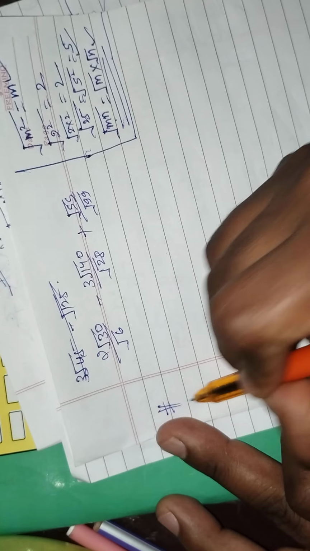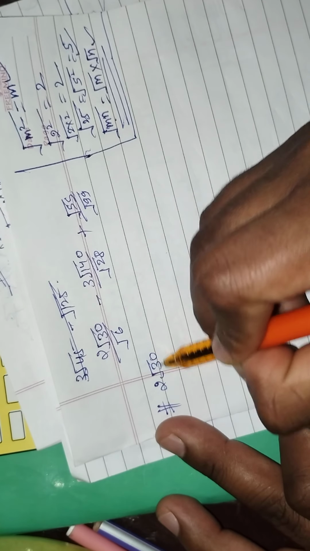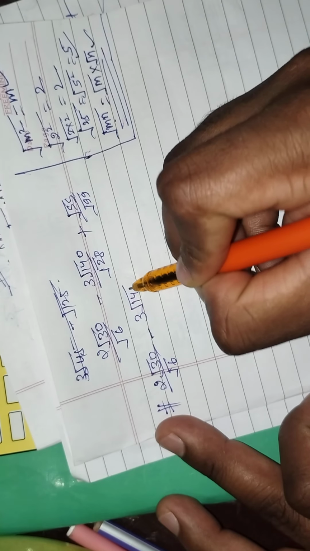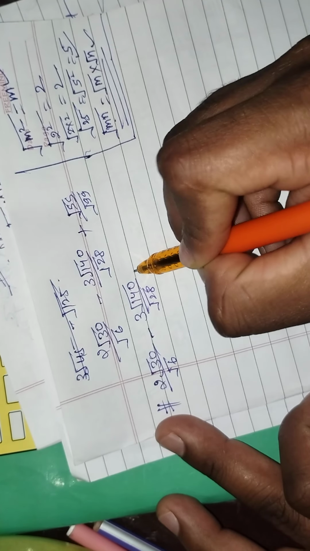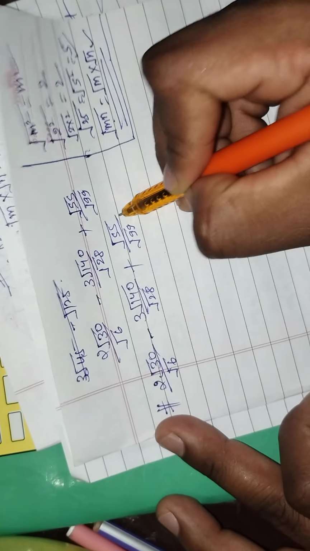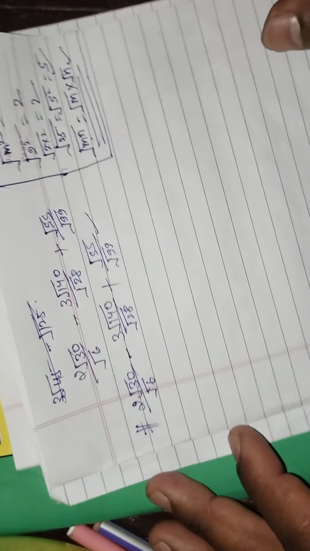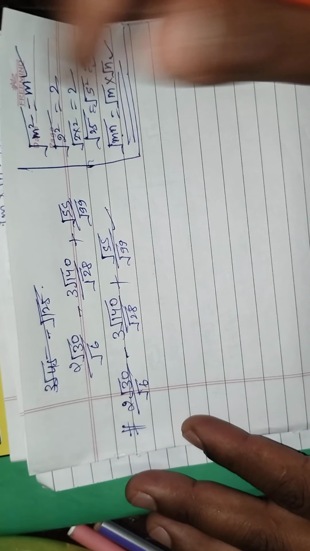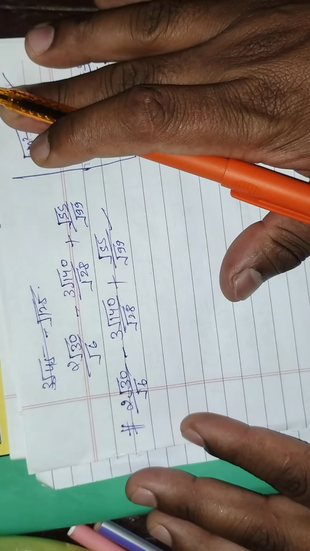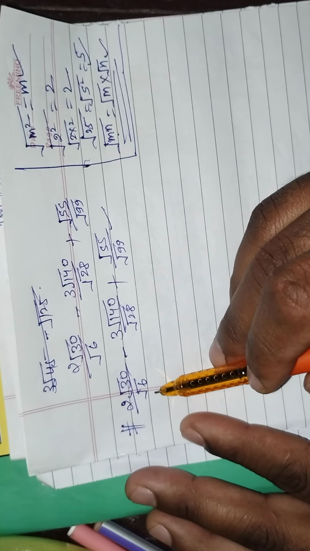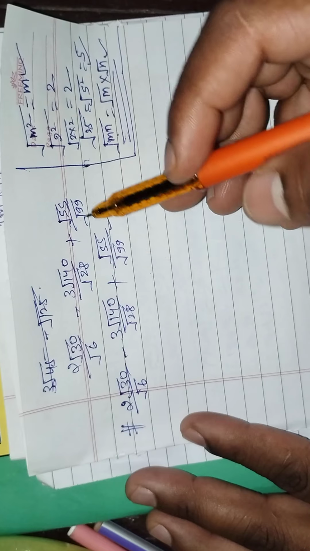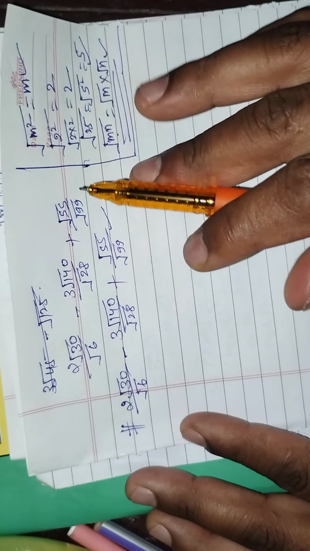Our question is 2 under root 30 upon under root 6 minus 3 under root 140 upon under root 28 plus under root 55 upon under root 99. I know you may feel a problem with the speed. If you feel that way, you should pause the video, solve it, and then go ahead.